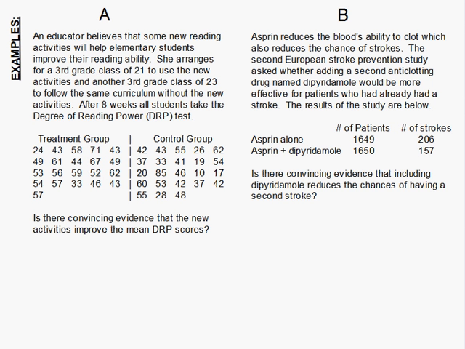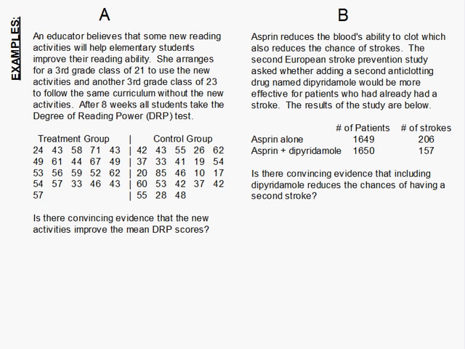So let's look at two different examples now. We're talking about reading ability. We have a new set of activities that hopefully improves reading skills, and none, just the regular curriculum without the new activities. Is there a significant difference? We also have, does aspirin alone versus aspirin plus a different chemical, which is an anti-clotting chemical, reduce the risk of a second stroke?